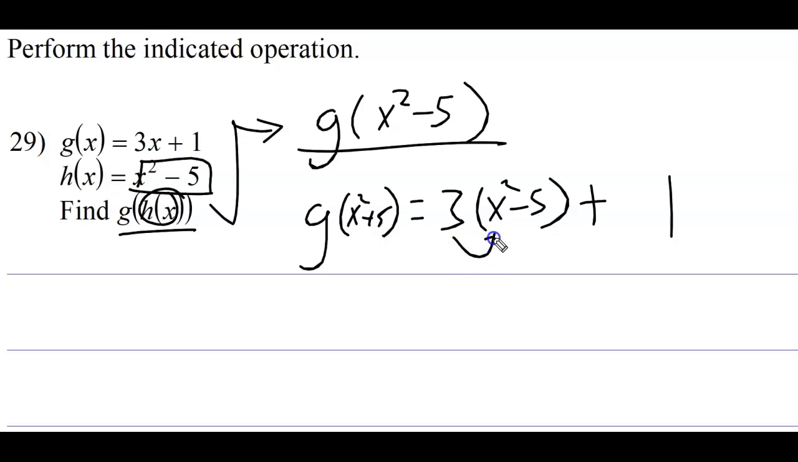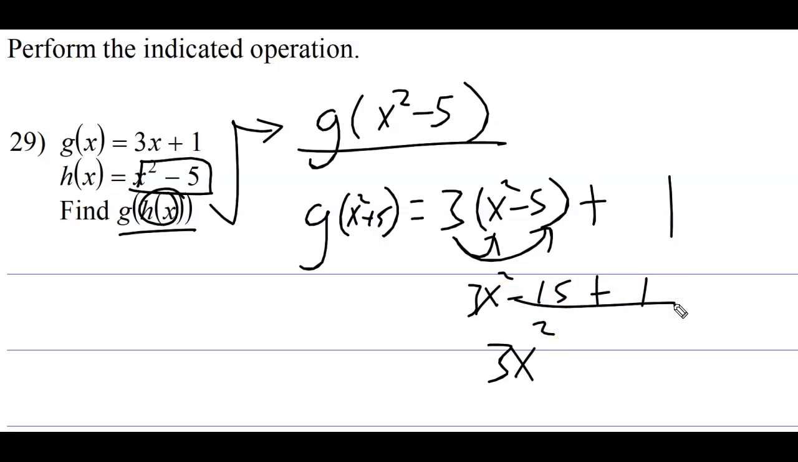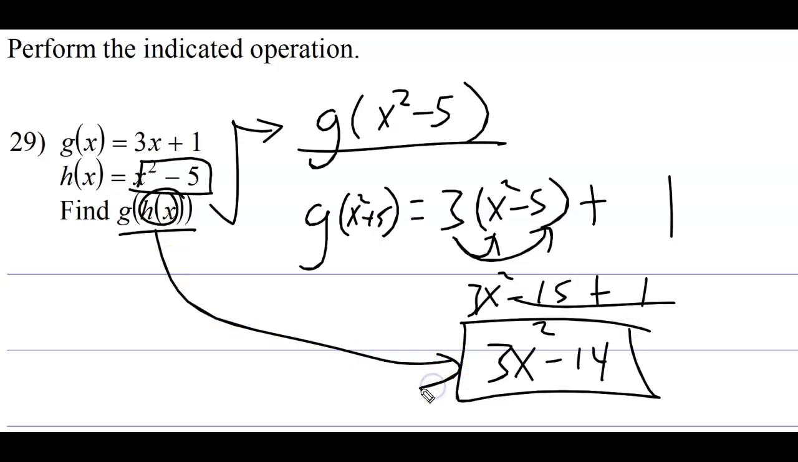And what that ends up giving us is 3x squared minus 15 plus 1. And then we go ahead and combine our like terms, negative 14. So there's our final answer. That would be g of h of x. Okay, so g of h of x just means plug the h function into the g function. And the h function is x squared minus 5. And so plugging that in, you result with 3x squared minus 14.